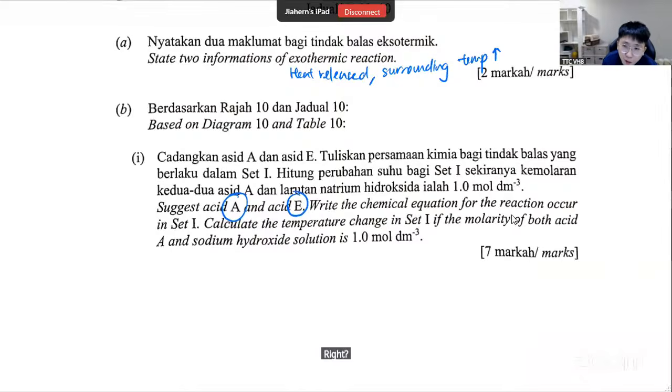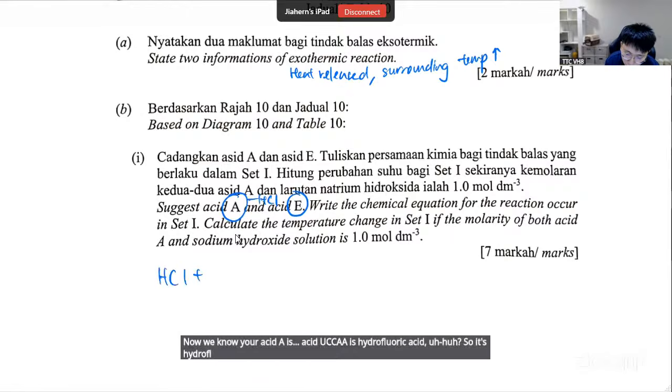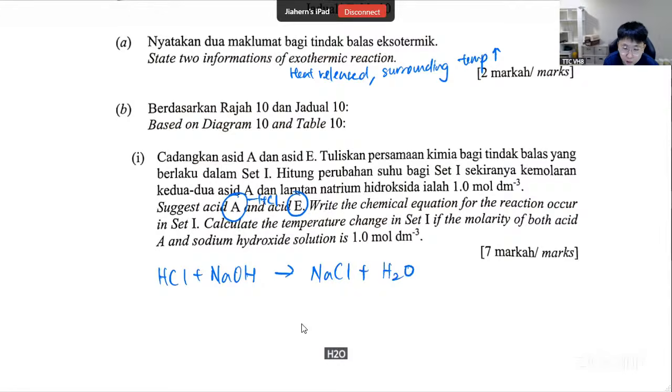Write the chemical equation for the reaction in set 1. So set 1, now we know acid A is, let's say, hydrochloric acid. So it's HCl plus sodium hydroxide. You swap your partner, you get NaCl plus H2O. Okay, settled.